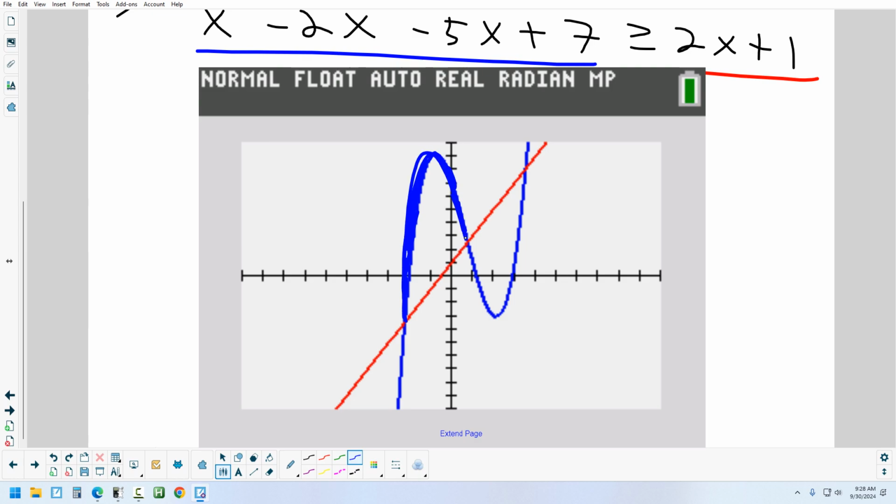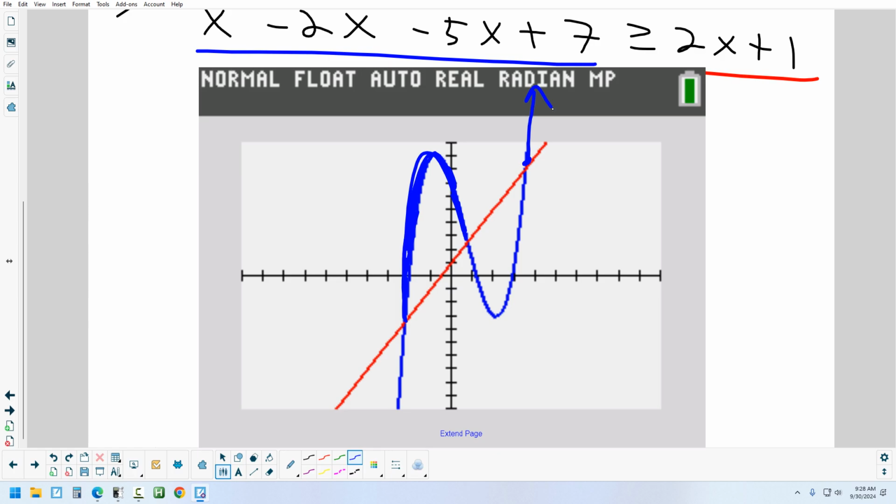And where else is the blue above the red? James? And over up more. It's like it goes above the line when it's converting upwards. Yeah, right on the right-hand side. This is just going to keep going up, and that red line is not as steep, so the blue is always going to stay above the red.